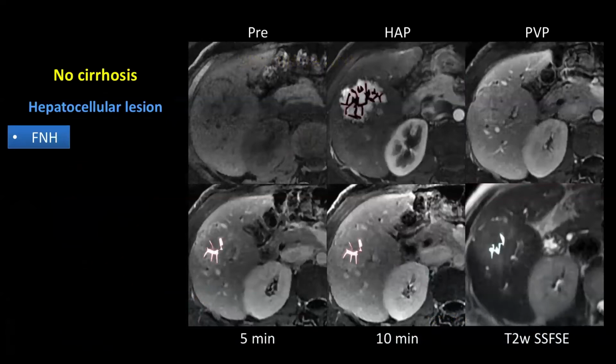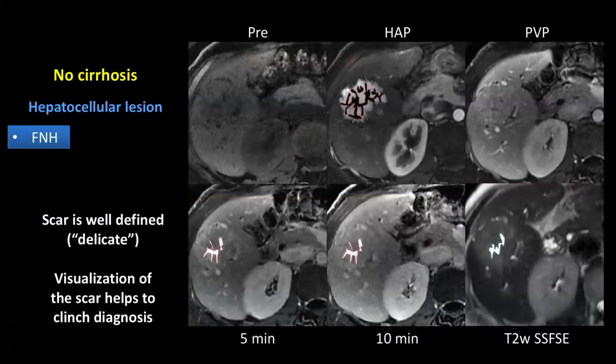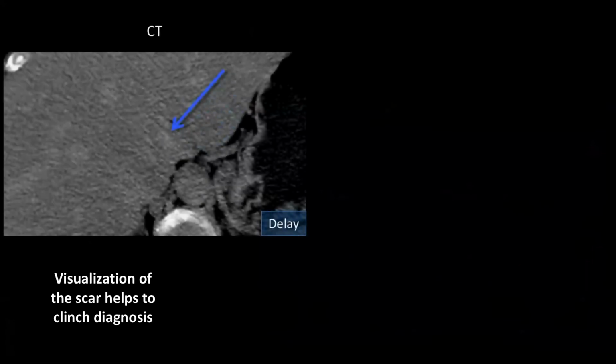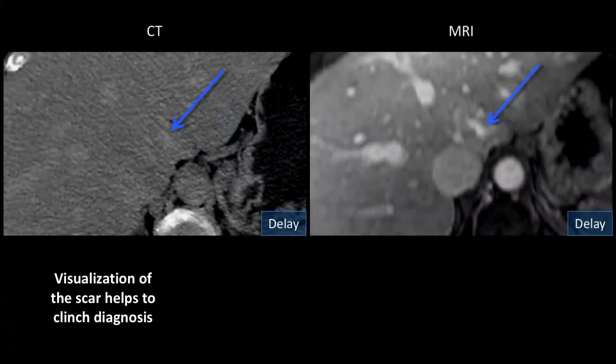And then again, just to emphasize that the central scar and its radiating network of fibrous septa are well-defined and delicate, and you'll see why that's important in a few cases from now. So scar is well-defined and delicate, but for now, the visualization of the scar helps to clinch the diagnosis. Okay, so this scar is very important. And what I want to show now on this slide is that we can see the scar on CT, but notice that on CT, the scar is not so obvious, and notice that the scar is more obvious on MRI.